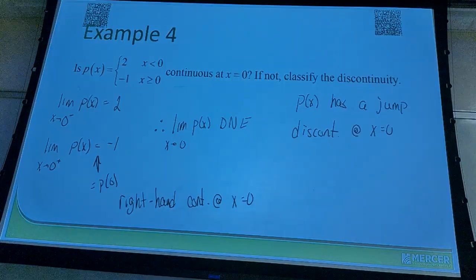So if the right-hand limit equals f of a, it's right-hand continuous. If the right-handed limit is f of a, then it's right-hand continuous. If the left-handed limit is f of a, it's left-hand continuous. So if it were x less than or equal to 0 instead, for this specific example, it'd be left-hand continuous.